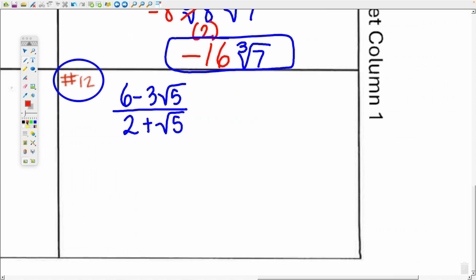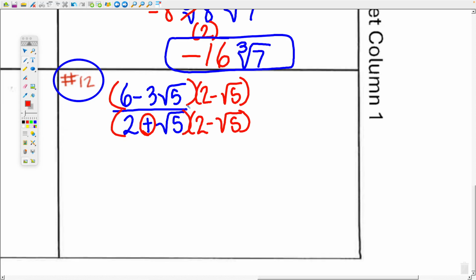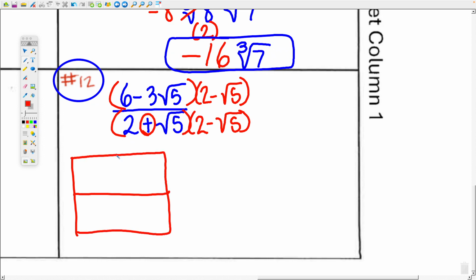The conjugate. There you go. 2 minus radical 5. And you guys, this is going to require you to do FOIL for both. So I'm just going to do the box. And I want to put my numerator in this one right here. So in case you're wondering what I'm doing, I'm taking this here and putting it with the box that I'm about to draw here, okay? So those are the ones that go with that.